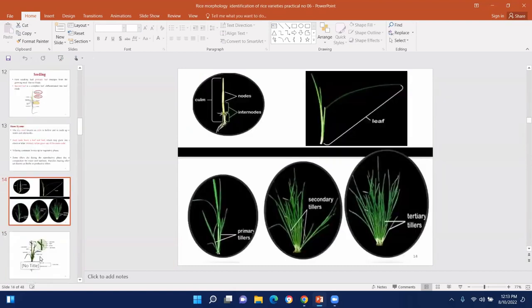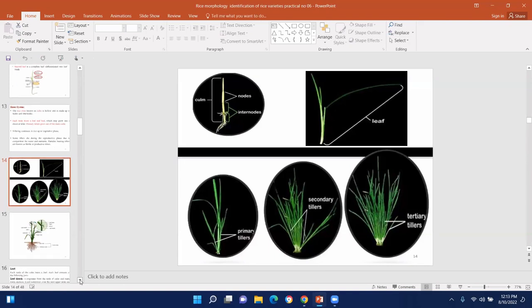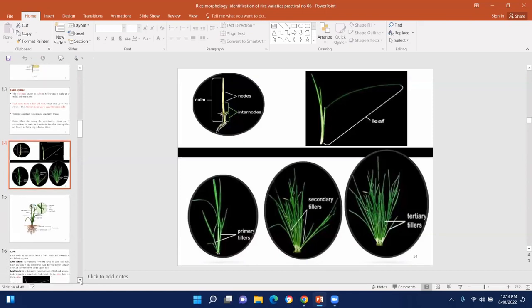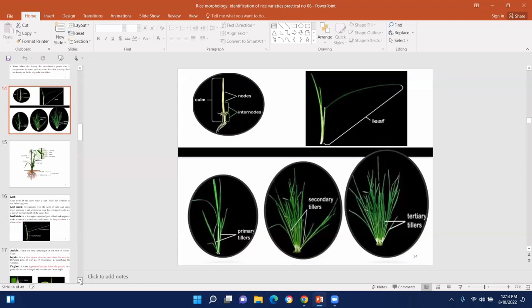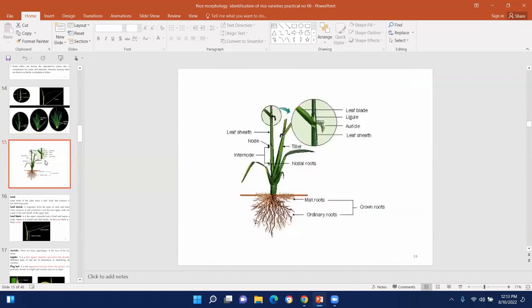Okay, these things I already showed. The stem part, the internode and node parts, secondary tillers, primary tillers, tertiary tillers, all these things you know. This picture also, you already know the root system and internodes.